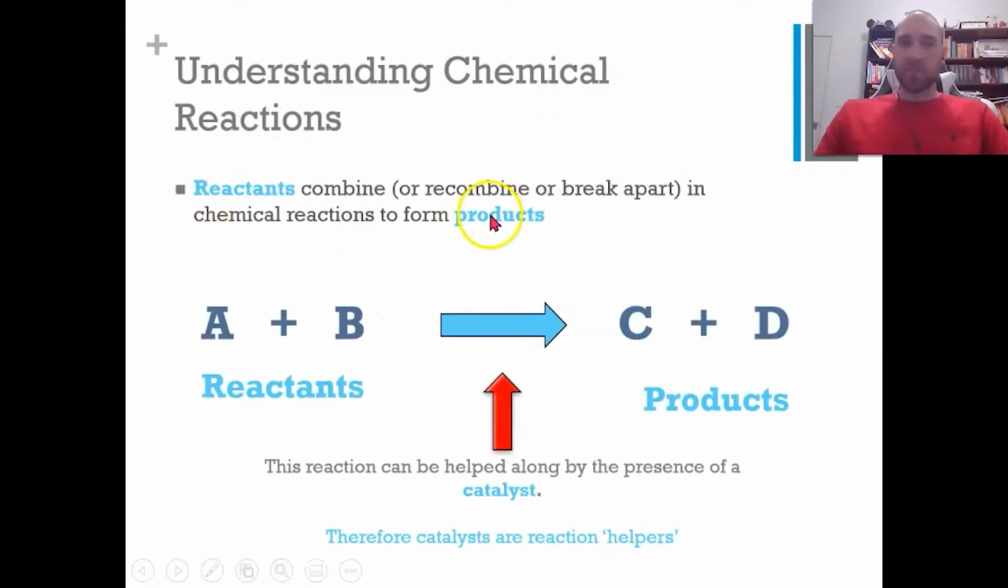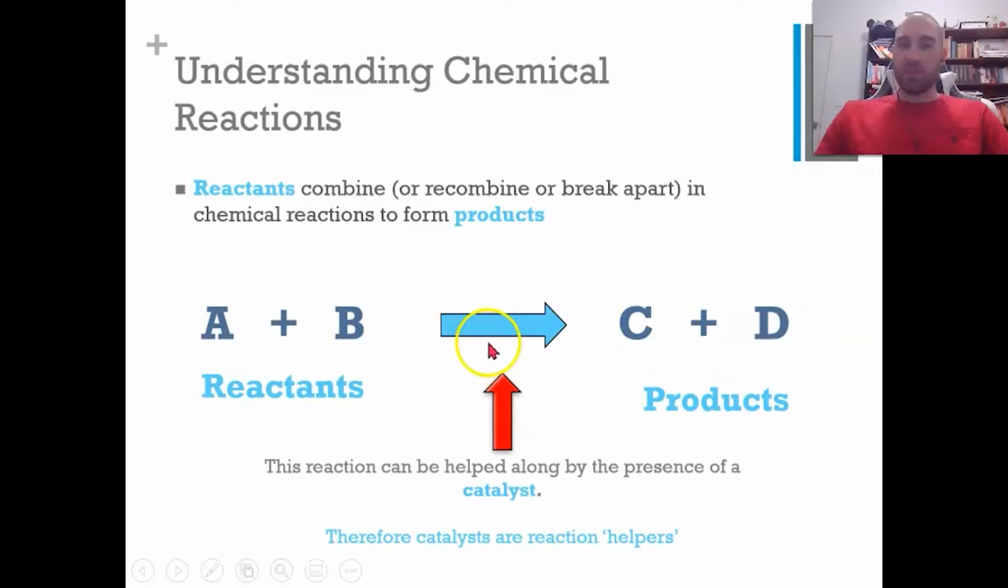So reactants produce products. Reactants might combine, they might break up, or they might recombine, and you get products being produced. It could be a single reactant making multiple products. It could be multiple reactants making multiple products. It could be multiple reactants making single products.